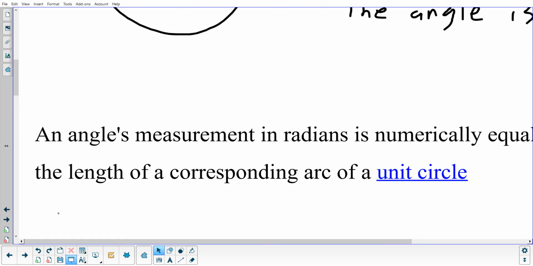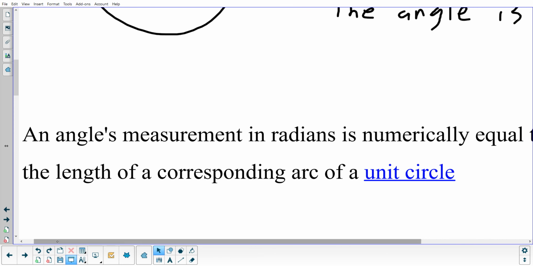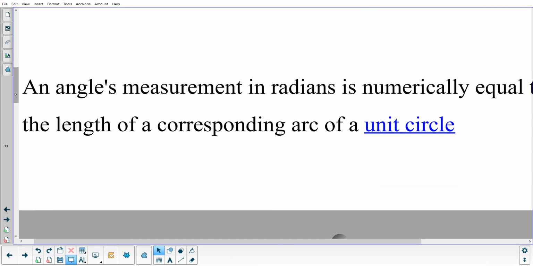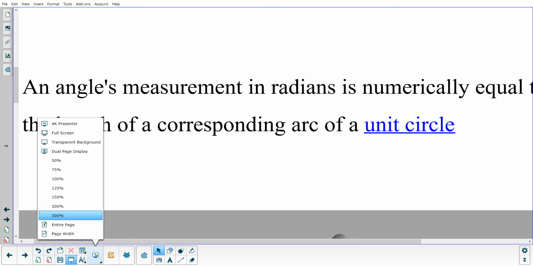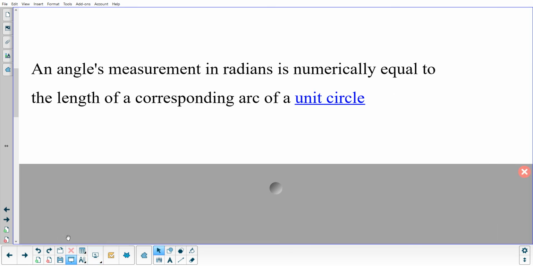Here is a fact. It says that if you measure an angle in radians, inside a circle, it will come out exactly the same as something else in the circle. If you measure an angle in radians, it will come out exactly the same as the length of an arc on what's called a unit circle. So that's a special circle, and I'll show you what that is.